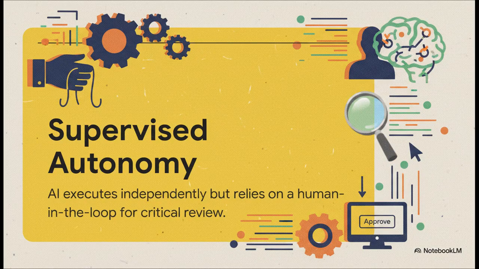Now, the big buzzword you're going to hear in their documentation is supervised autonomy. Basically, the AI is doing the heavy lifting, but you are absolutely still the boss. The system proposes a plan, but it relies on you being the human in the loop for a critical review and final approval. It's kind of like managing a really fast, highly capable junior developer who's sitting right inside your editor, just waiting for your final thumbs up before they merge anything.